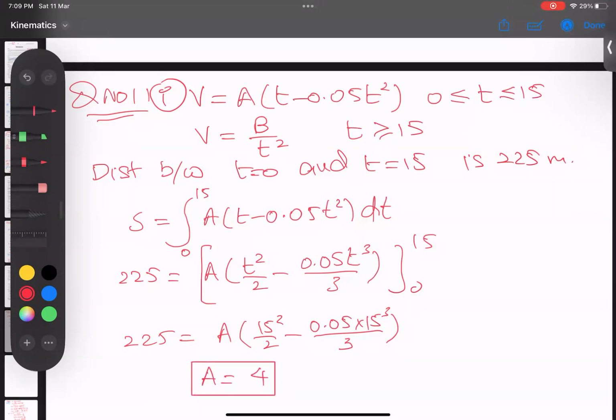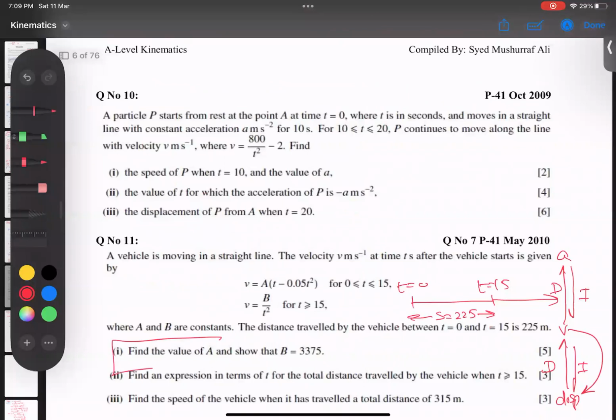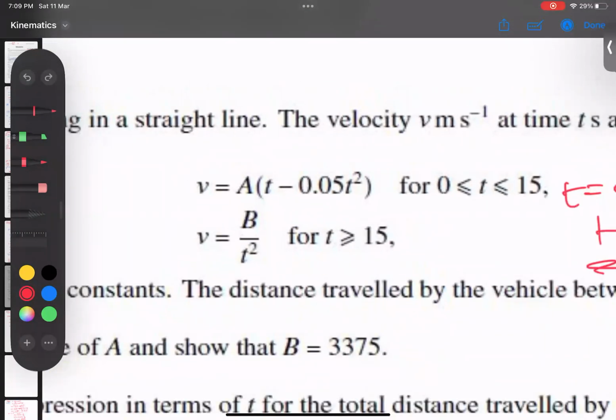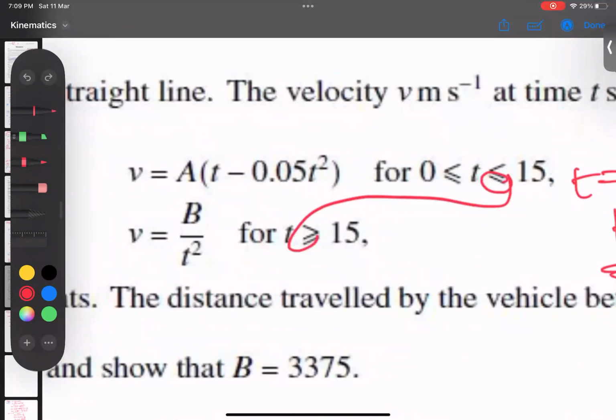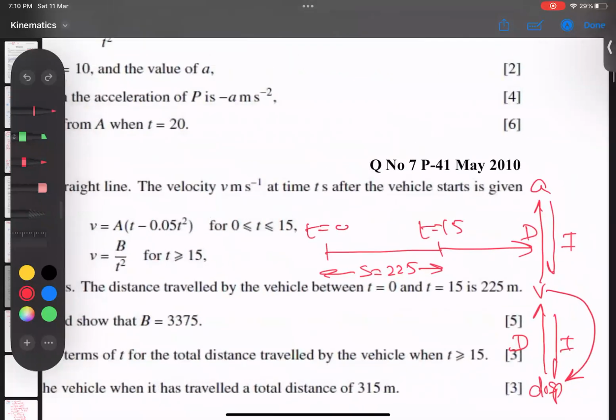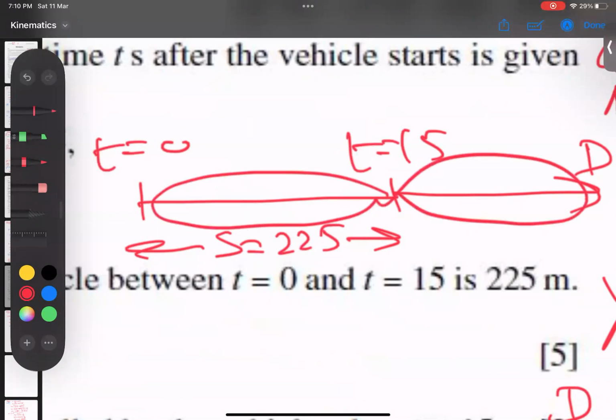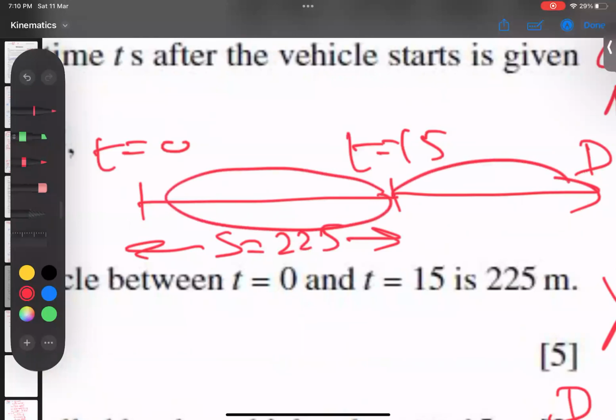So he was asking us to find the value of a, and we have done it. Part number 2 is very interesting. He said, show that B is 3375. The question is, how do we find B? B is involved in the second equation. Can you see that at t equals 15 both equations are involved? Can I say that at 15 both velocities are equal to each other or not? Common sense: this point is a junction, where two different speeds change. The first is one style of motion, and the second is a changed style.